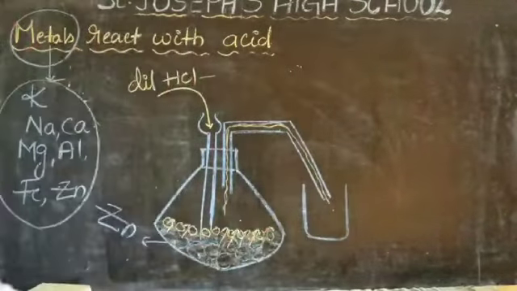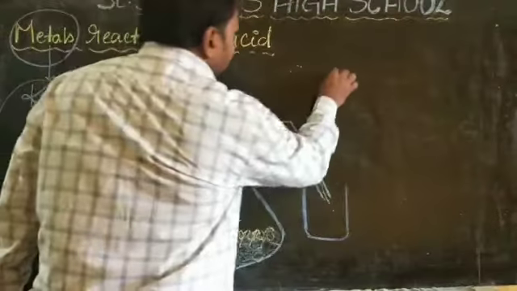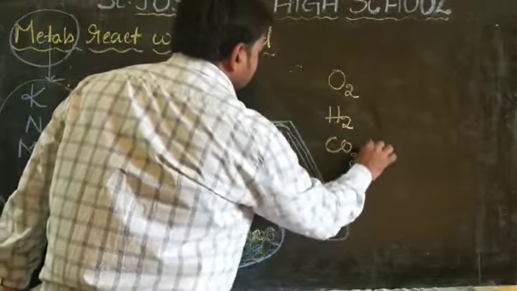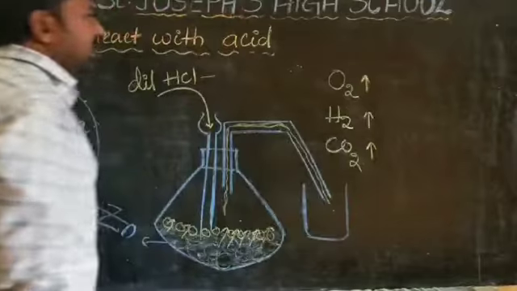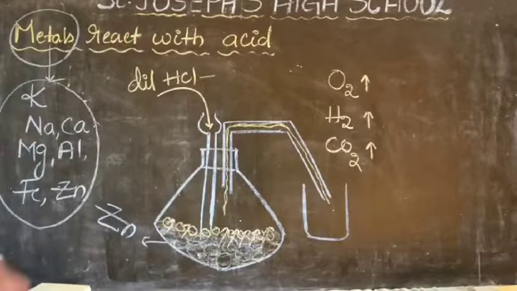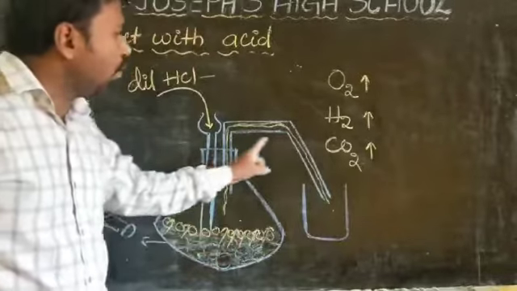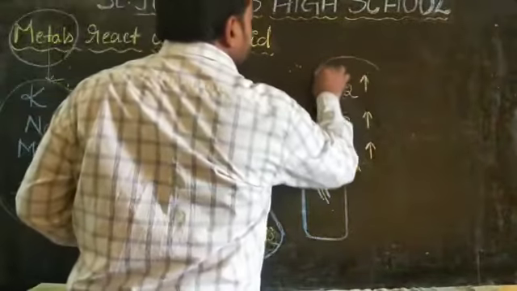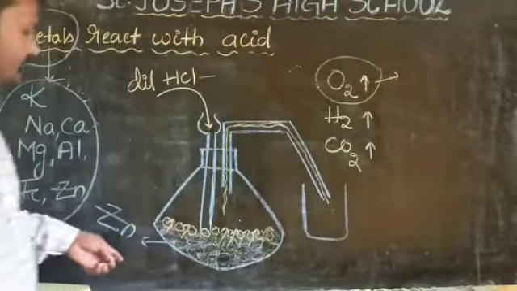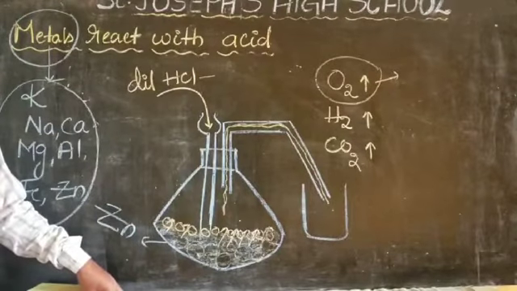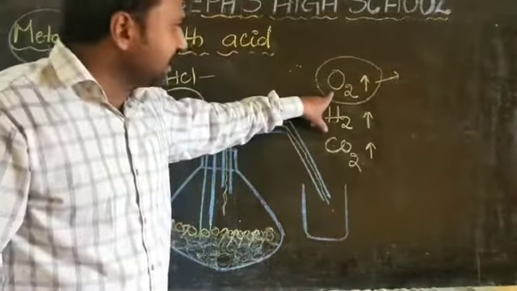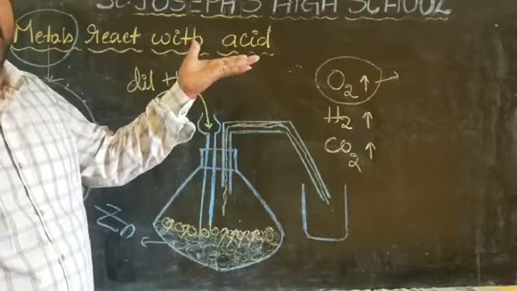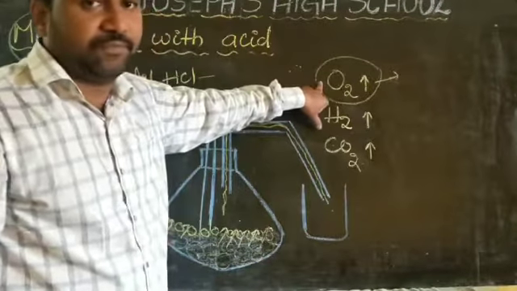When any gas is coming out through the delivery tube, this gas may be oxygen, may be hydrogen, may be carbon dioxide. At our 8th class level, you know these 3 gases mostly. So now, what is this gas? To test oxygen, we know the test. If you bring a burning splinter near oxygen gas, the burning splinter will burn more brightly. We know oxygen is a good supporter of burning.